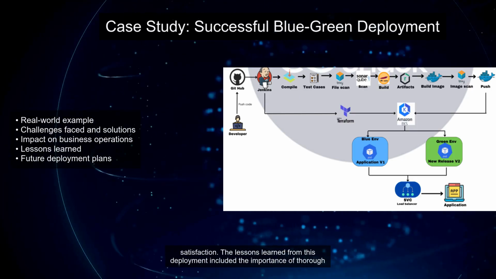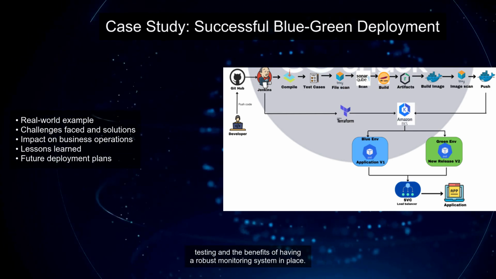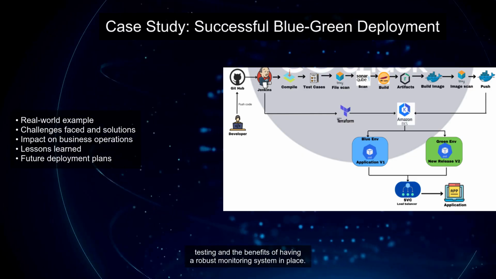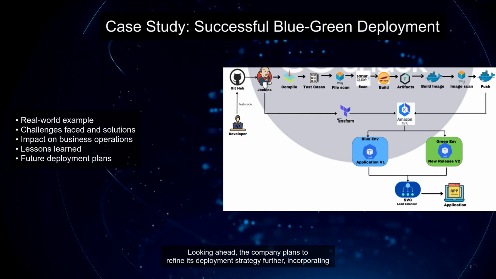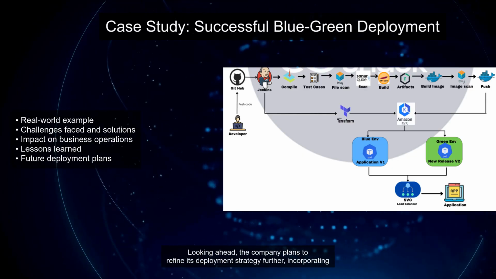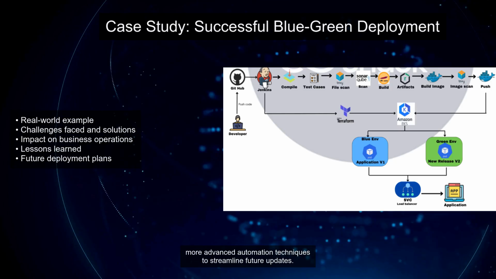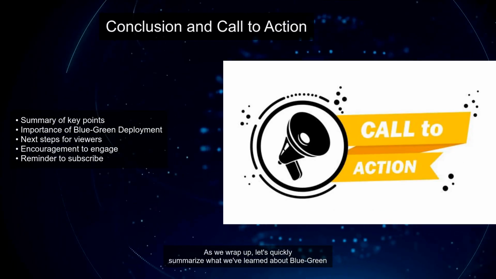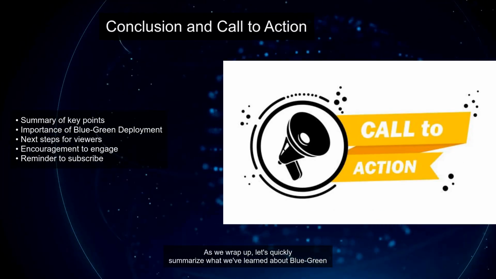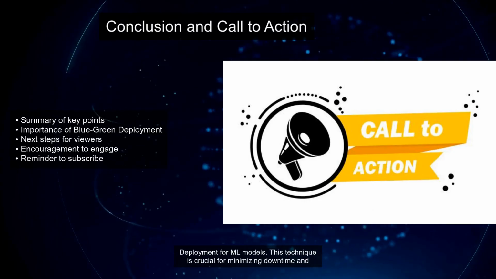The lessons learned from this deployment included the importance of thorough testing and the benefits of having a robust monitoring system in place. Looking ahead, the company plans to refine its deployment strategy further, incorporating more advanced automation techniques to streamline future updates. As we wrap up, let's quickly summarize what we've learned about blue-green deployment for ML models.